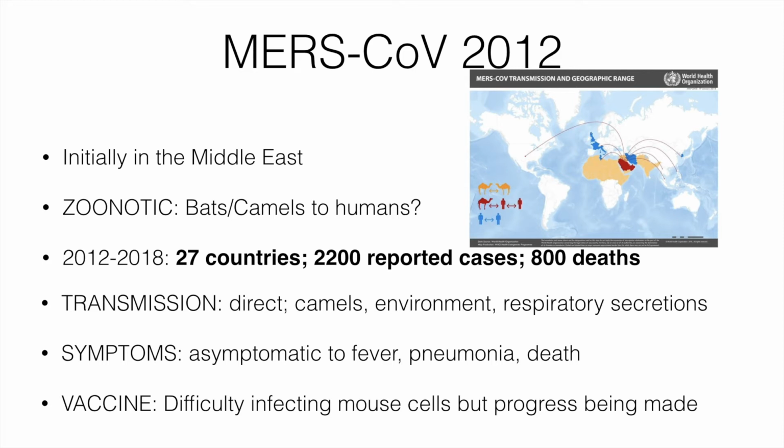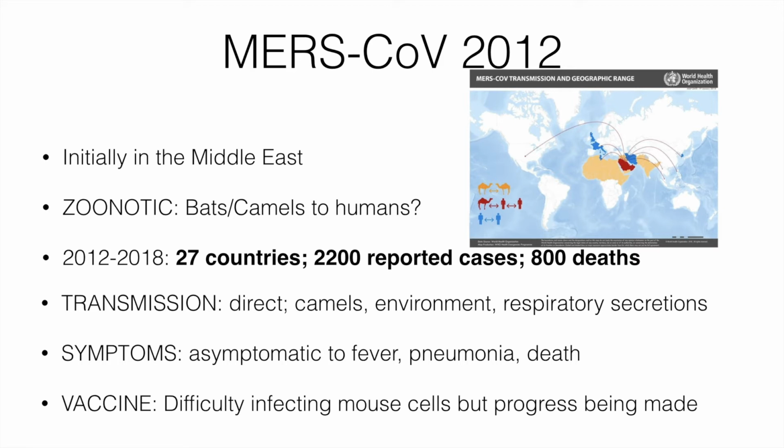This MERS coronavirus was also found to be in the environment, and of course respiratory secretions. So symptoms range from asymptomatic to fever, like SARS, to pneumonia, to even death. So as you can see, kind of nebulous, kind of nonspecific.